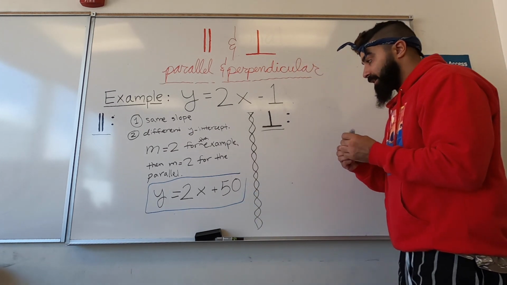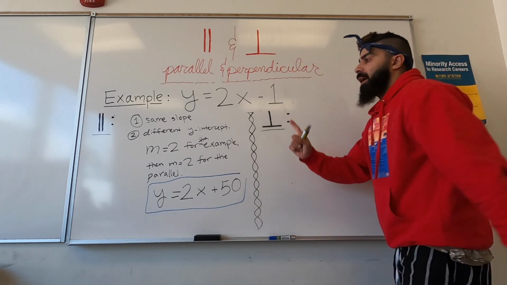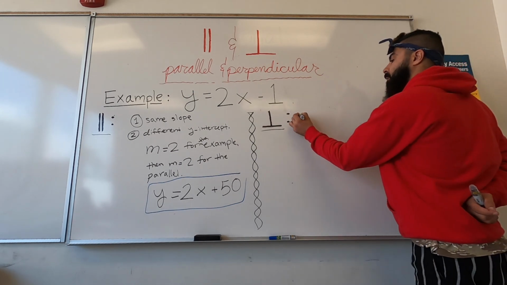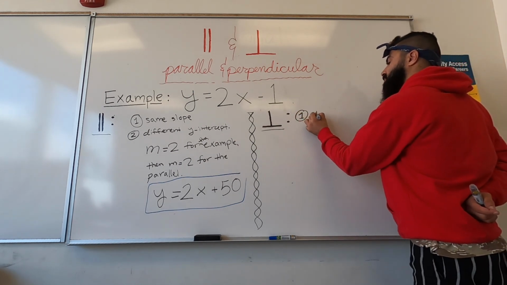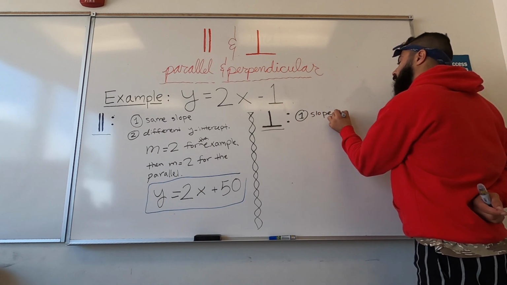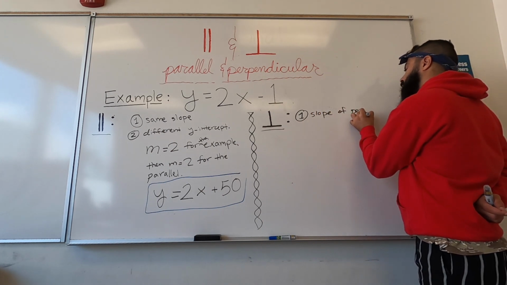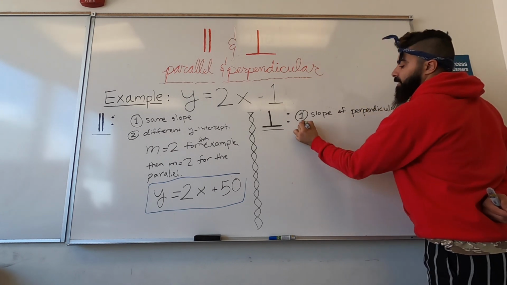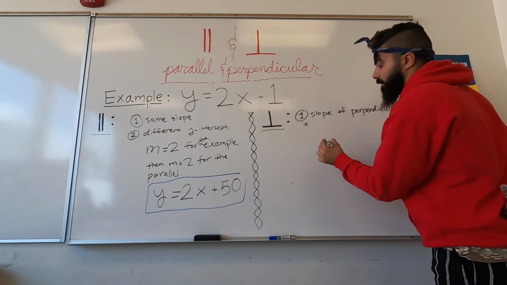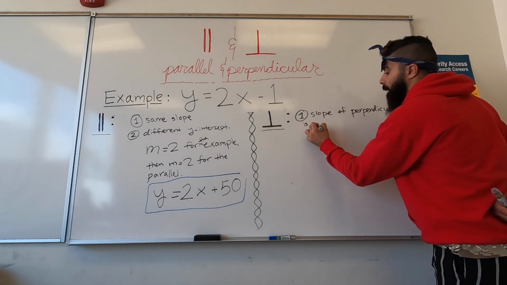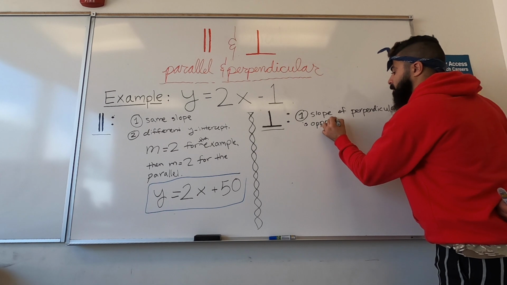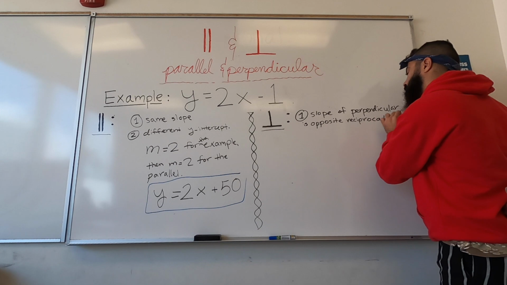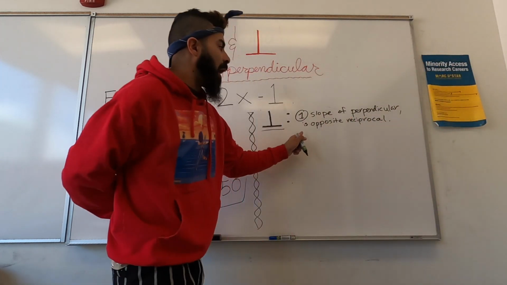All right, let's look at perpendicular. Perpendicular only requires one thing. The y-intercept can be the same or different. However, the slope of the perpendicular line is going to be the opposite reciprocal, and we'll explain that in a second.